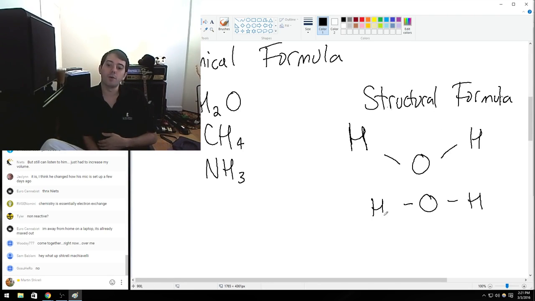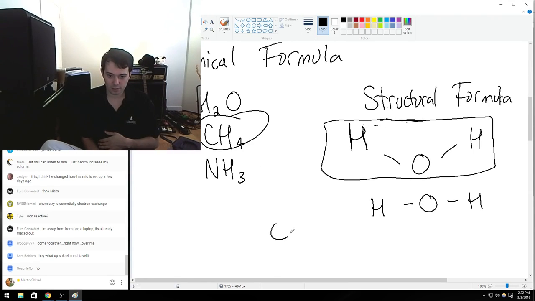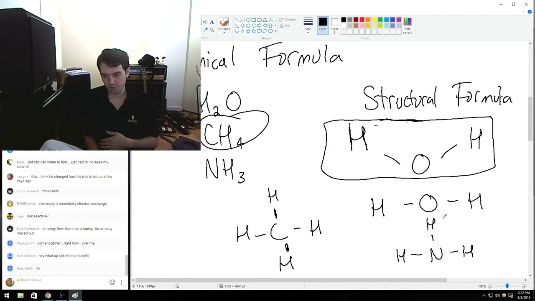This is a little less accurate. This is what it looks like in real life, but they're both right. And that's the structural formula. Methane, let's draw this one. This looks like this. Looks like that. Ammonia looks like this. These are the structural formulas, and they're a lot of fun to draw. And we're going to be drawing them for the rest of our lives in chemistry. And being able to interpret them and draw them is very important.